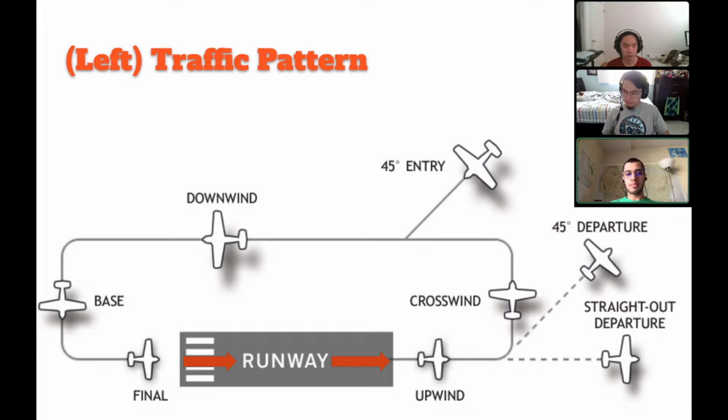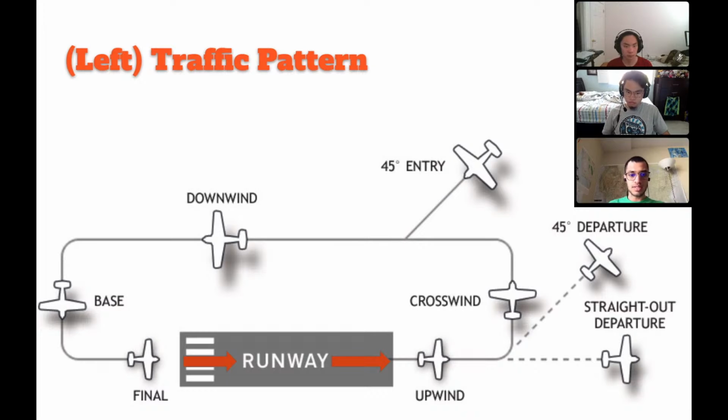So you fly through the base and then you turn left and align yourself with the runway again, and that is called final. The final leg, or most people call it the final approach, means that you're approaching and descending in altitude to get to the runway. So that's the final approach.